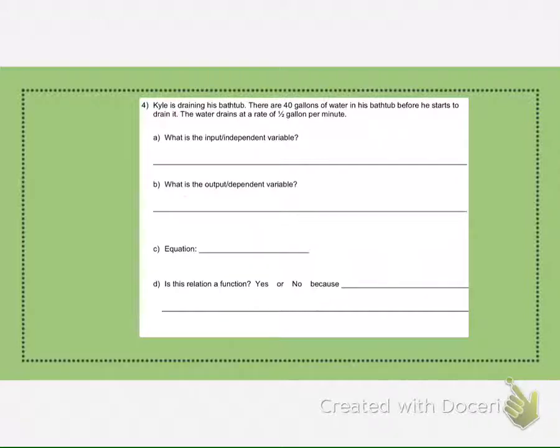So we need to identify the input, which we also can call the independent variable, and the output, which is also called the dependent variable. So we need to decide, is the amount of water in the bathtub, or is the time the independent variable? So go ahead and pause this video and complete A and B. Once you're done, push play and see if you are correct.